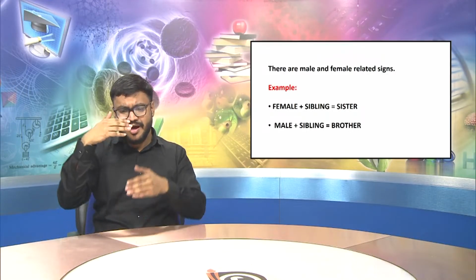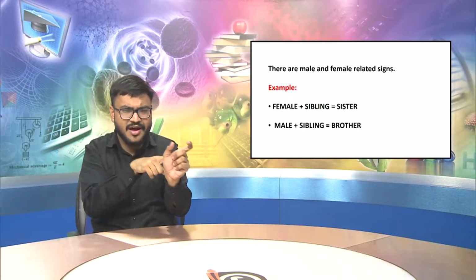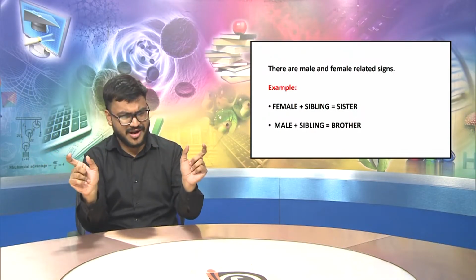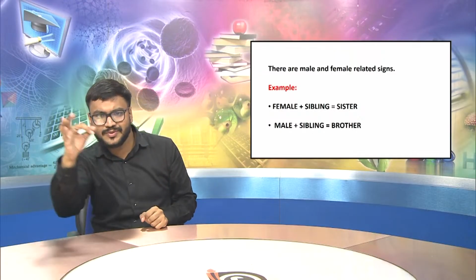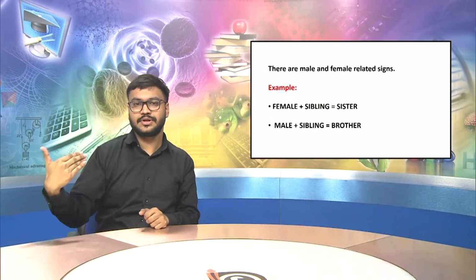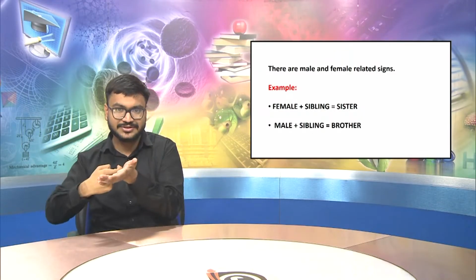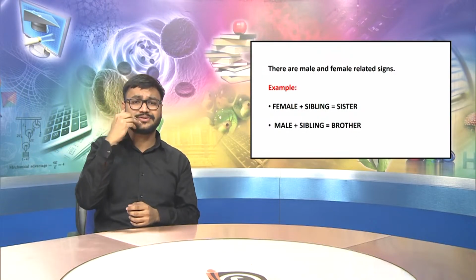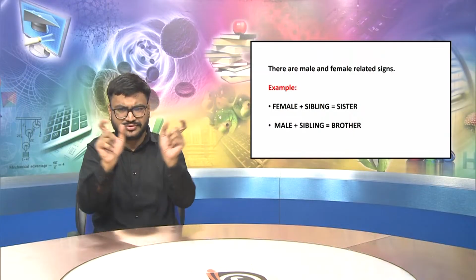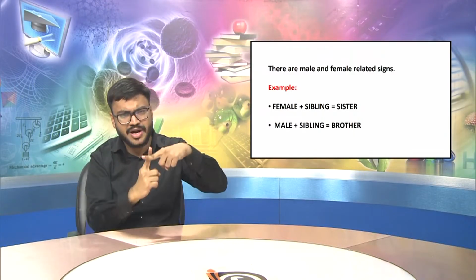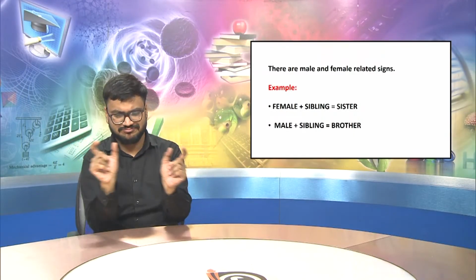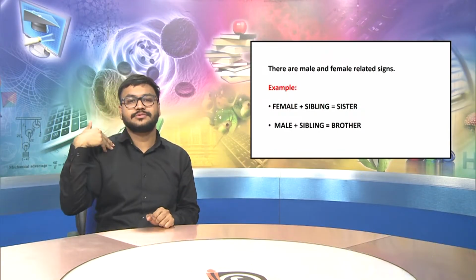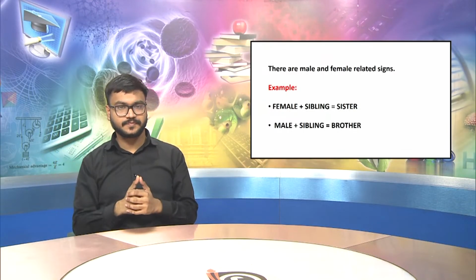For example, the sign of sister: first we do the sign of female, along with it we do the sign of sibling. So combining that, we get the sign of sister. And same for brother. The first sign is male and the second is sibling. Combining both, we get the new word with a new meaning.